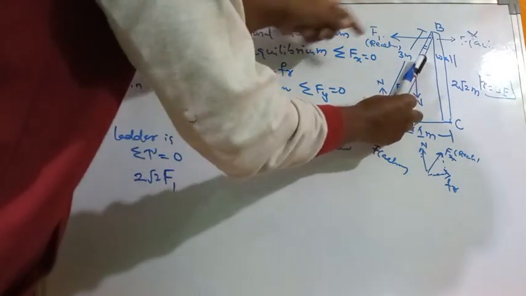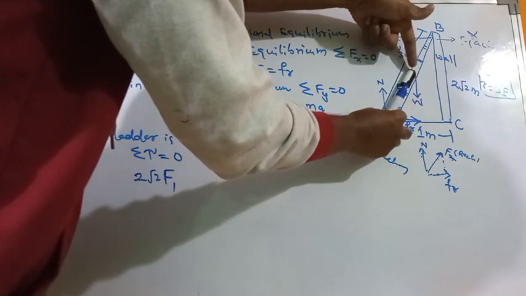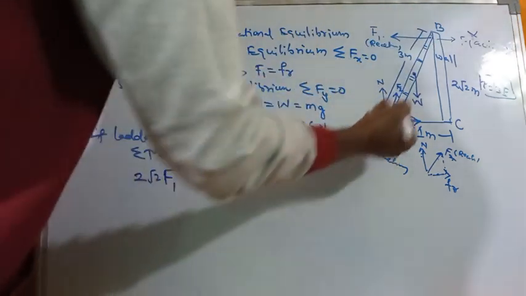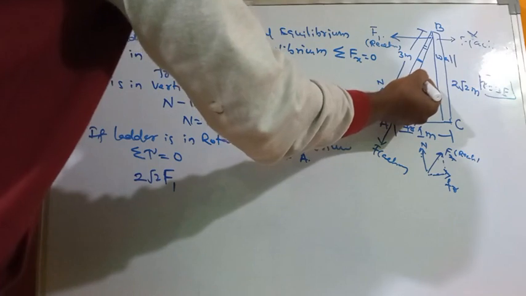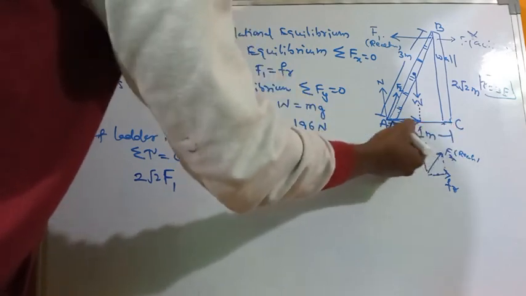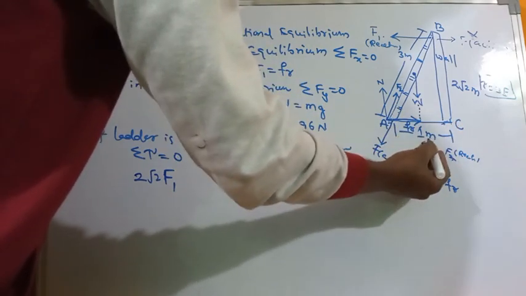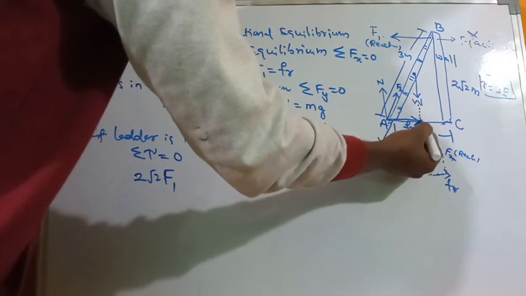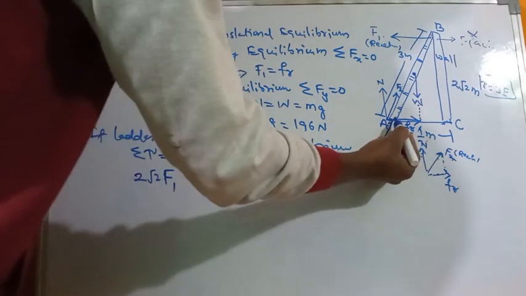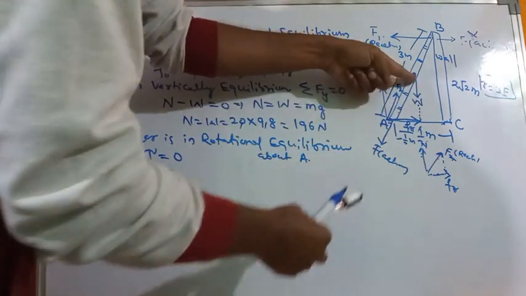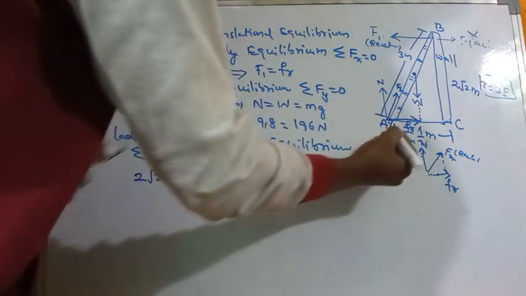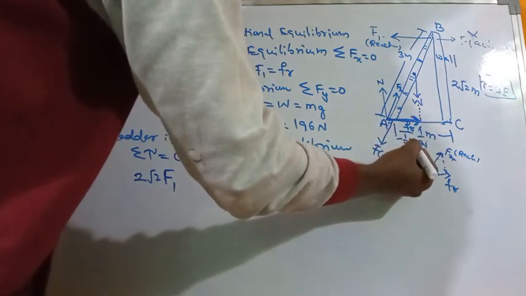Now it is our ladder, and here one more force is acting, that is W. It is acting downward, at the middle of the ladder, exactly at the middle point. This total distance AC is 1 meter, then the middle of this AC is half a meter. So now this ladder is experiencing this force at a distance of half a meter, so the perpendicular distance here is half a meter.